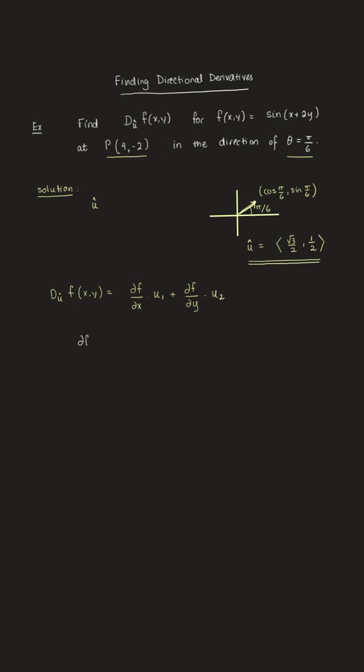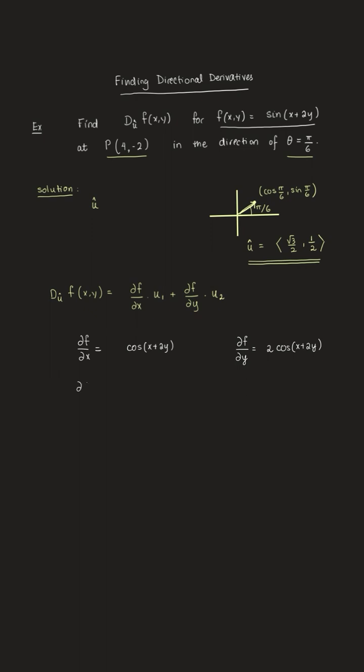So df/dx, we will hold y constant for our surface sine of x plus 2y. So using the chain rule, that will be cosine of x plus 2y, and the derivative of the inside with respect to x will just be times 1. And our partial derivative with respect to y for our function will be cosine of x plus 2y, but the derivative of the inside with respect to y will be 2.